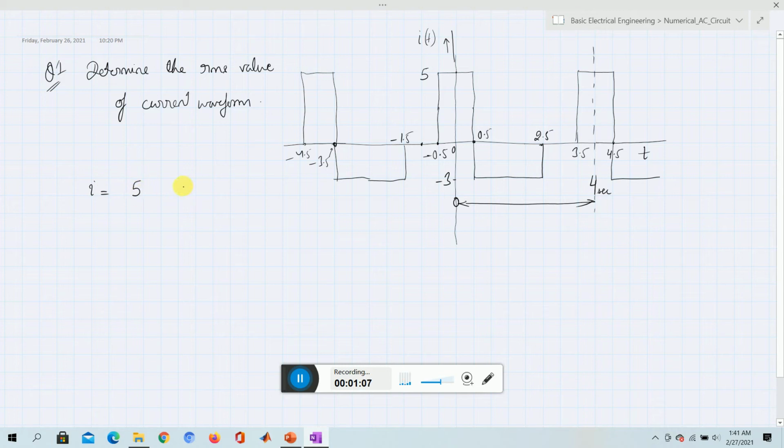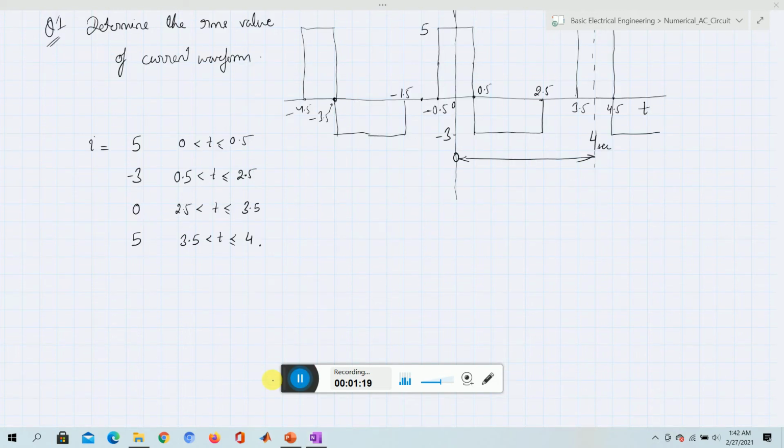5 from 0 up to t equals 0.5. Then we can write this as minus 3. Like that we can have the current equation ready for the different time intervals. So now our objective is to find the RMS value of this current waveform.